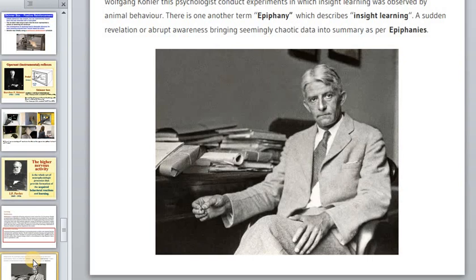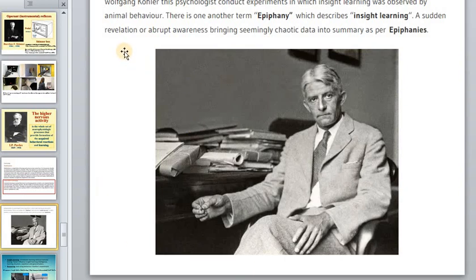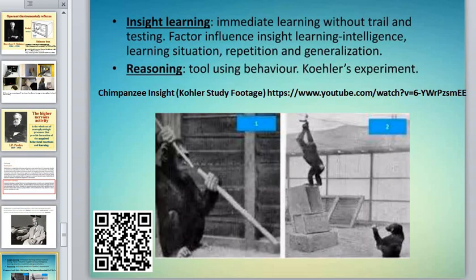you know all this. And one more scientist, Wolfgang Kohler. This physiologist conducted experiments in which insight learning was observed in animal behavior, and there is another term, epiphany, which describes insight learning, a sudden realization or awareness during seemingly chaotic data. In summary, epiphanies and insight learning are immediate learning without trial and testing. Factors of influence: insight learning, intelligence, learning situation, repetition and generalization.